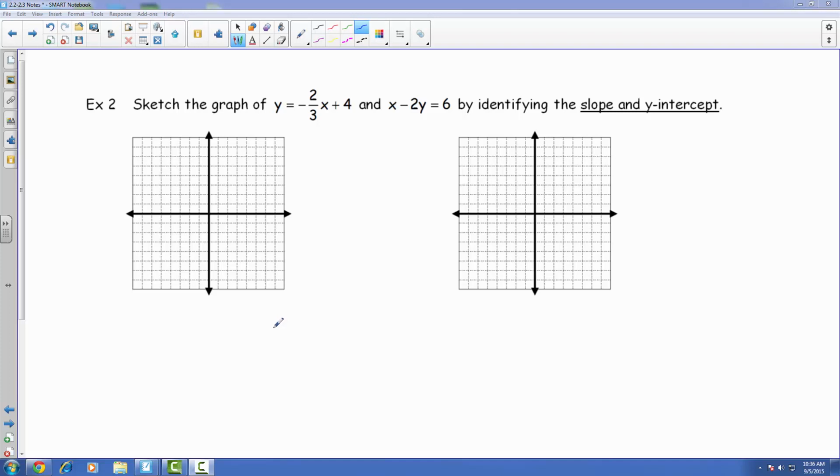Here we're looking at example 2 from our 2.2, 2.3 set of notes. We're asked to sketch the graph of y is equal to negative 2/3 x plus 4 and this other graph, x minus 2y is equal to 6, by identifying the slope and the y-intercept. Right now I'm just going to look at y is equal to negative 2/3 x plus 4.